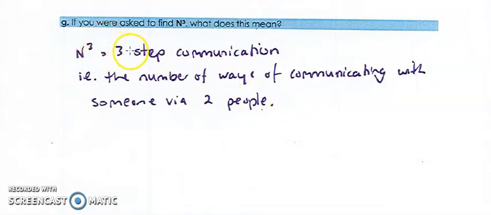G. If you were asked to find n cubed, or n to the power 3, what would this mean? How would you interpret this? Well, if n is 1 step, n squared is 2 step, then n cubed will indicate 3-step communication. So there are ways that you can communicate with someone via 2 other people. We're not going to do any calculations in that regard. It's just asking what that means.